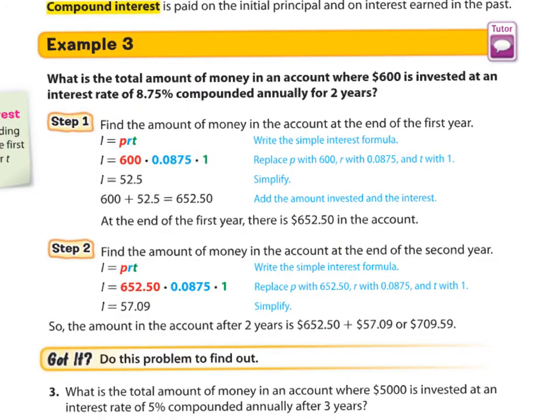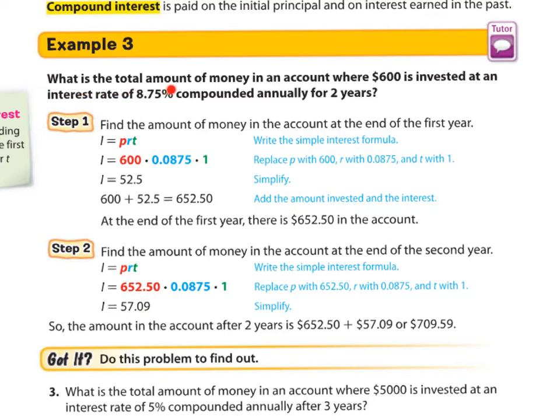And finally, we have example 3, and this will be our last part of the lesson, example 3 with the got it question. Now we're going to work with compound interest. This means we add the interest to the principal and we continue to find the new interest to the new principal, because the principal is changing every time we add more interest to it.